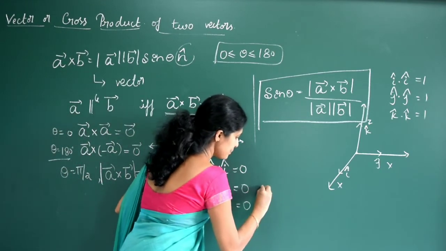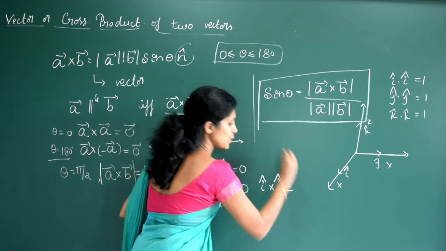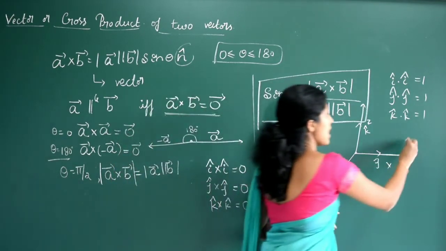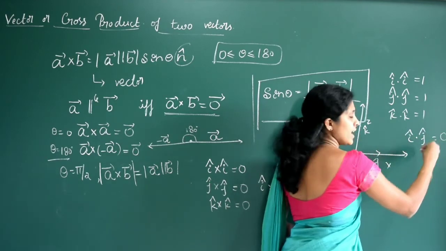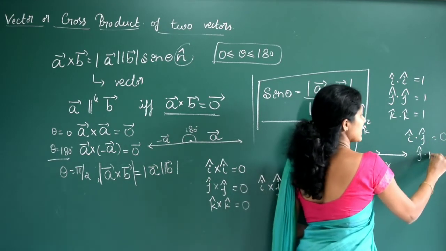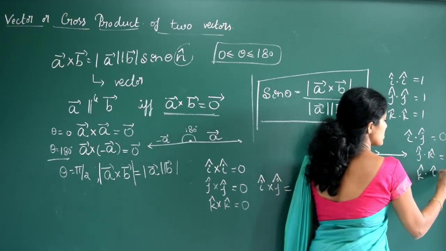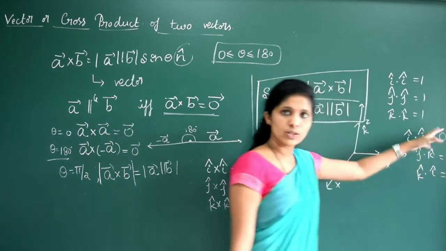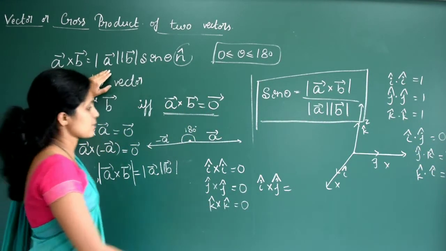Now one more. i cap cross j cap. Can you say what it is? In the dot product, what was it? i cap dot j cap was 0, right? And j cap dot k cap was 0. Then k cap dot i cap was also 0. And those were commutative, right? Now for i cap cross j cap, let us substitute in this.